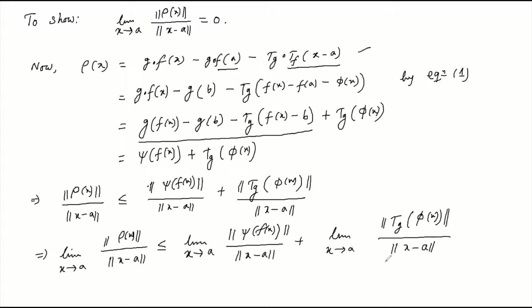So now, basically this is what we need to show. From this inequality, it suffices to show that this individual limit is equal to 0 and this is also equal to 0. That is, now it suffices to show the following equations.